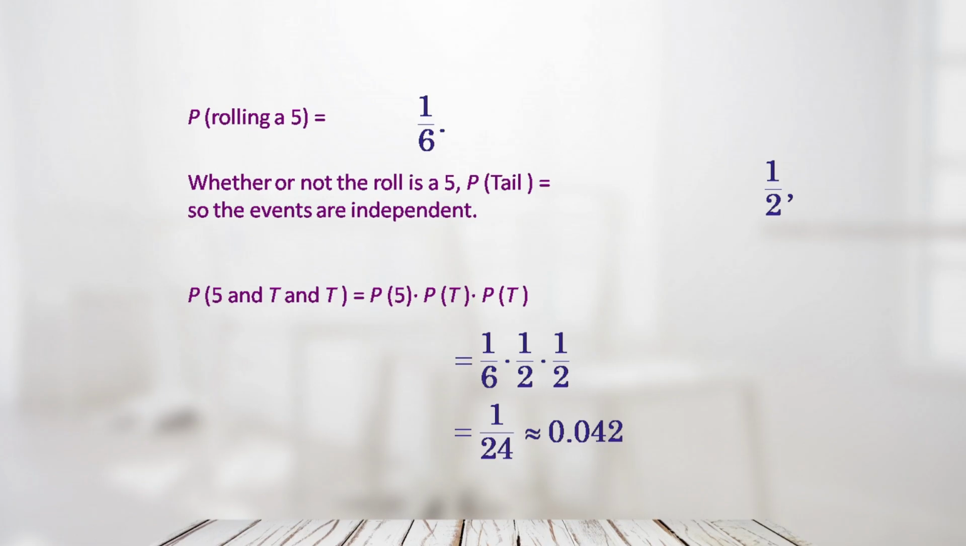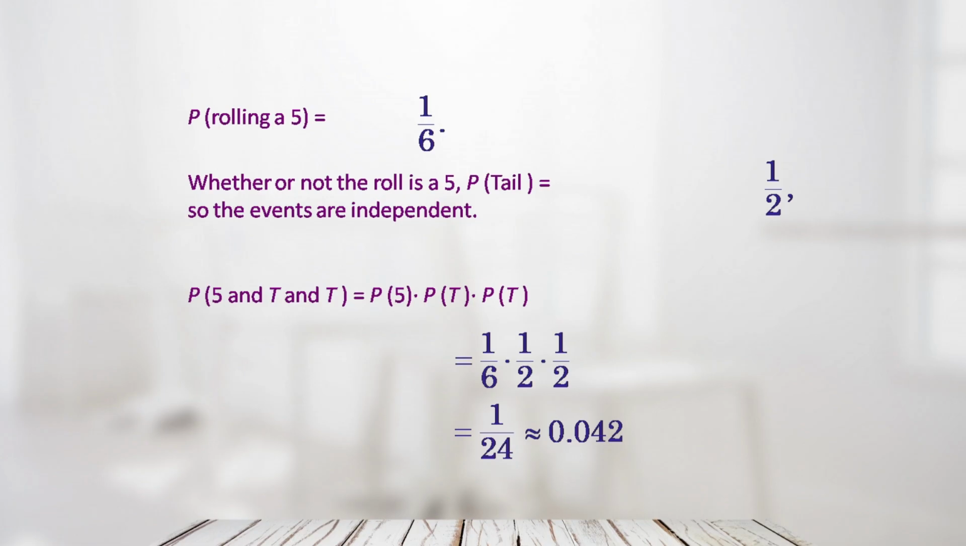So now P(5 and T and T) is equal to the probability of 5, the probability of tail, and the probability of tail. So this is the manner in which we do it: 1/6 times 1/2 times 1/2, and the answer comes to 1/24, which equals 0.042.